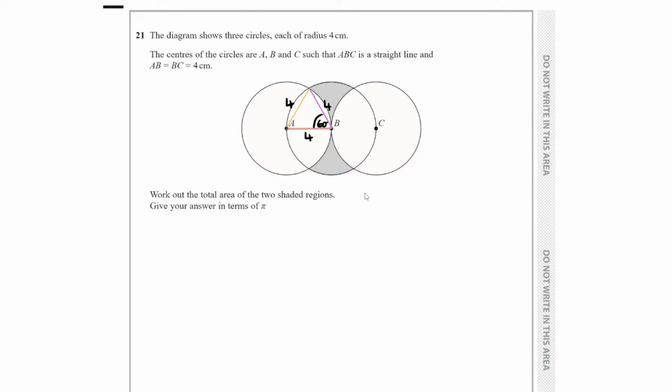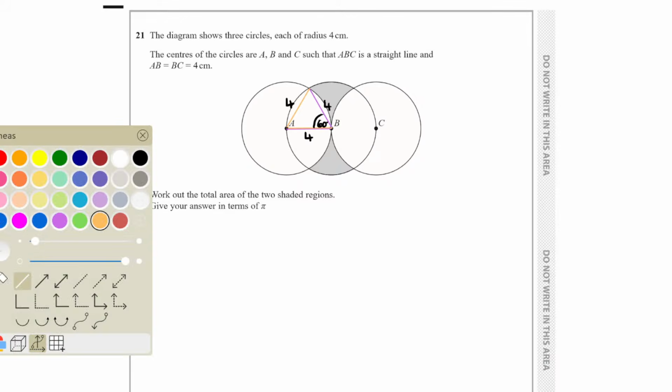So let's think about the order I would do this in. Okay, I'm going to leave that there. Obviously the other side is the same, right? And below is the same. There are 4 triangles that are identical.